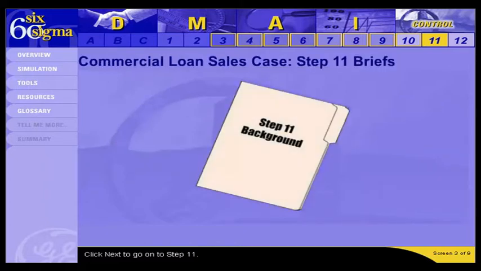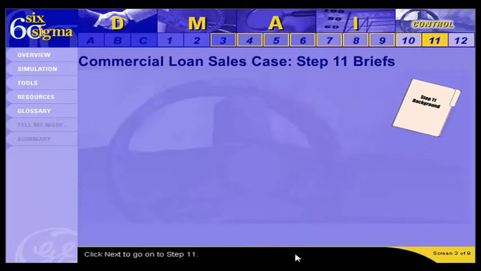You may be thinking that it's been a while since Analyze, and it's not entirely clear why these tests are repeated during control. Siggy sent over this Step 11 background material to put the task we are about to do in context. Select the folder and we'll review it together.